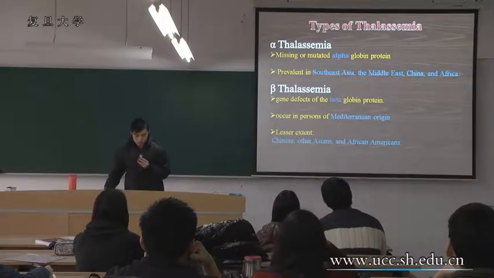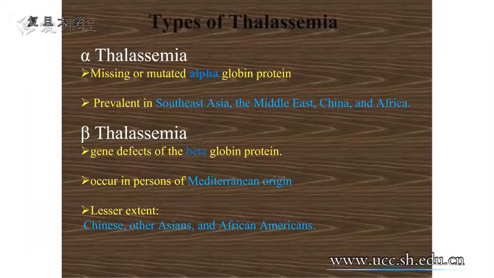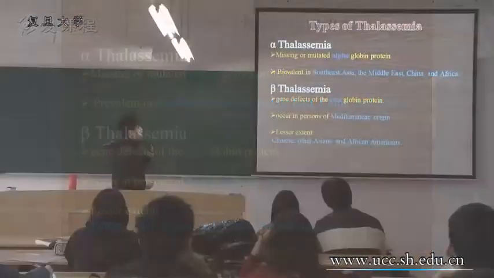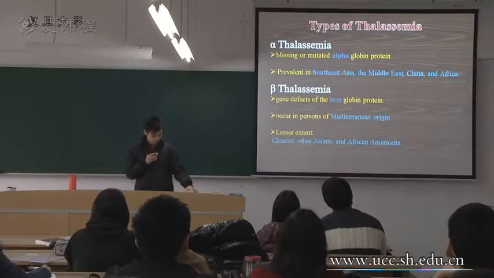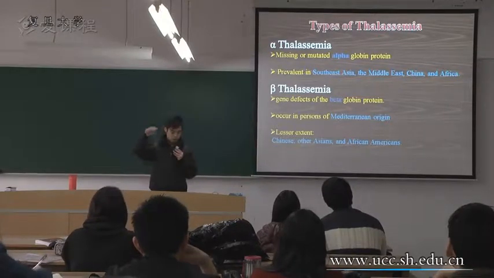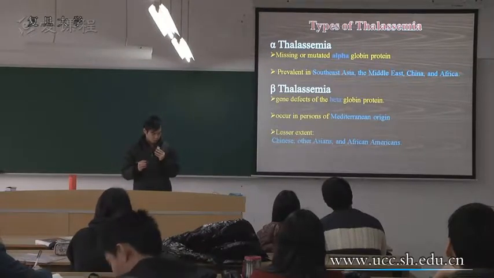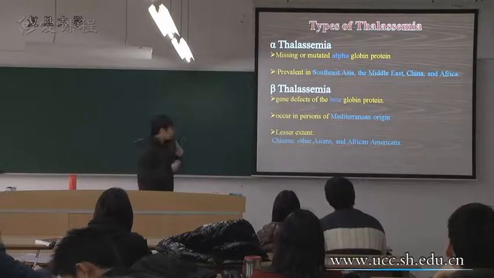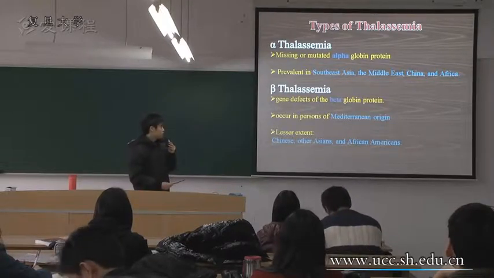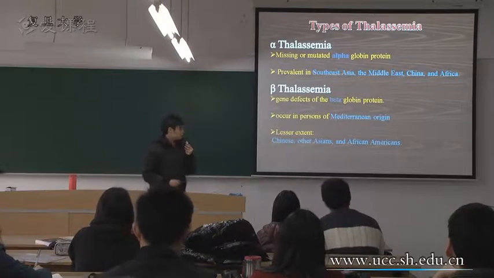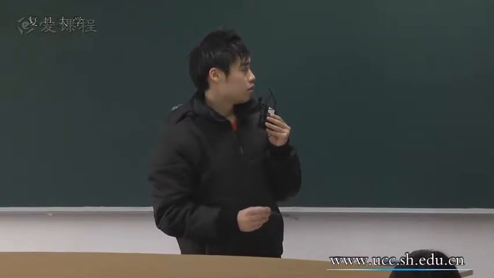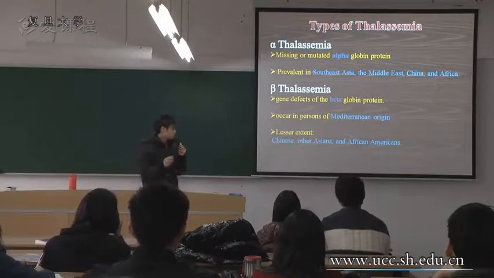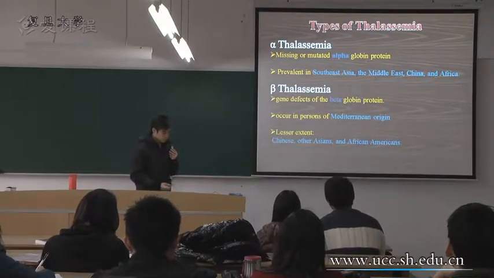And then the types of thalassemia. Actually, there are many types, but today I'm going to talk about the 2 common ones, namely alpha and beta thalassemia. Alpha thalassemia occurs when the alpha globin genes, which I mentioned just now, are missing or a mutation occurs. The prevalent areas are Southeast Asia, the Middle East, China, and Africa. Beta thalassemia is due to the substitution of beta globin proteins, and it originated in the Mediterranean region. Some Chinese Asians may suffer from beta thalassemia as well.